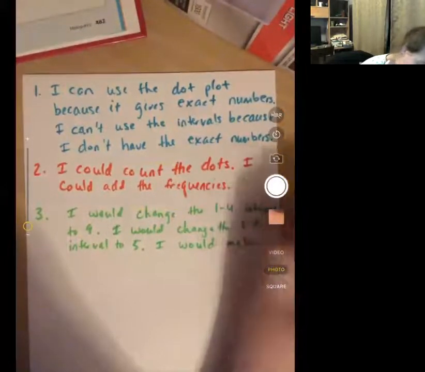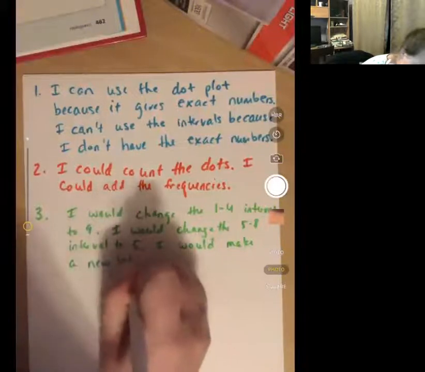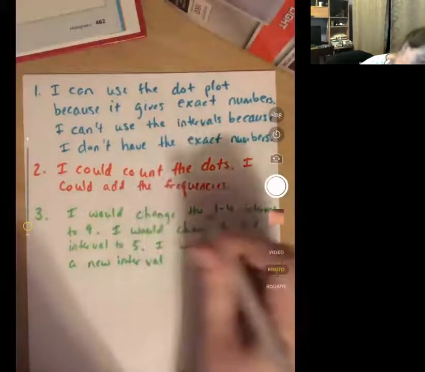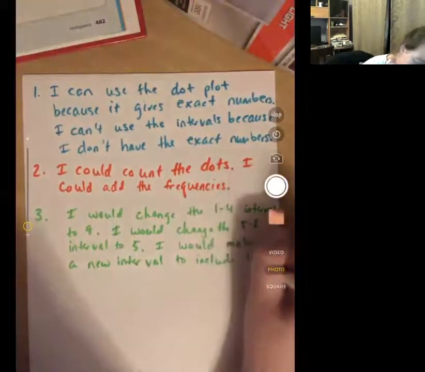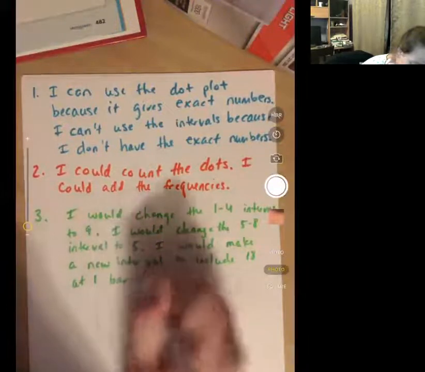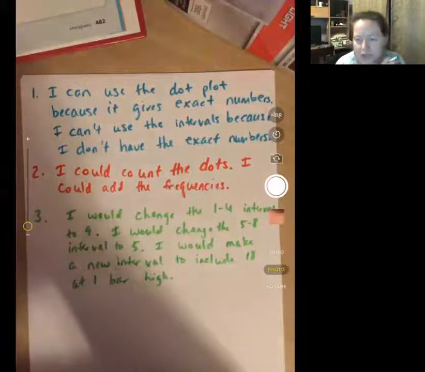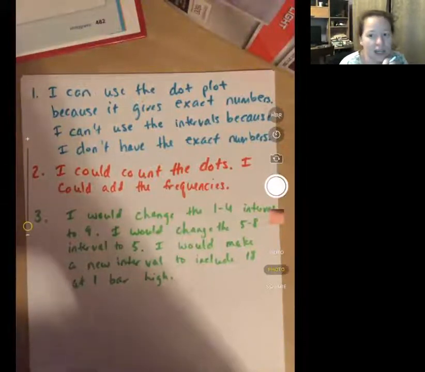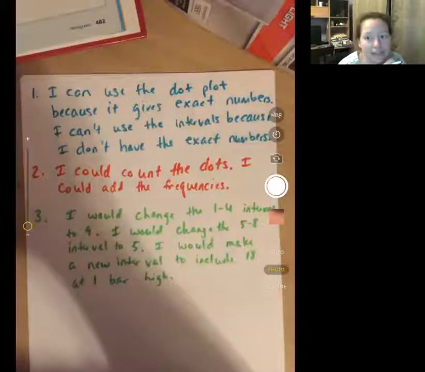I would make a new interval to include 18 at 1 bar high. The new interval, given that all of the intervals seem to be a smallish range, would probably be something like 17 to 19 or something like that.